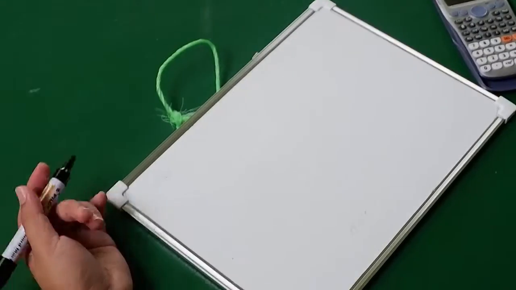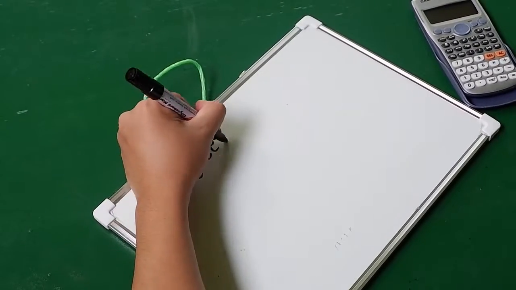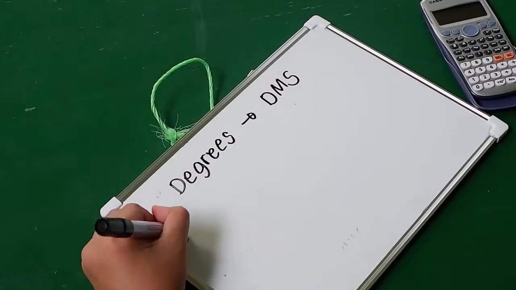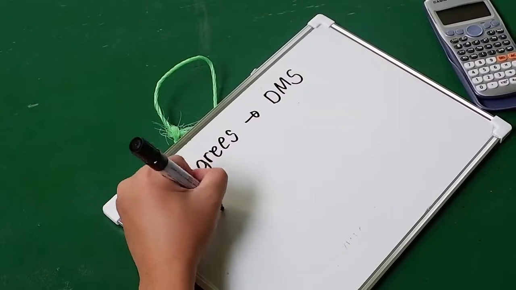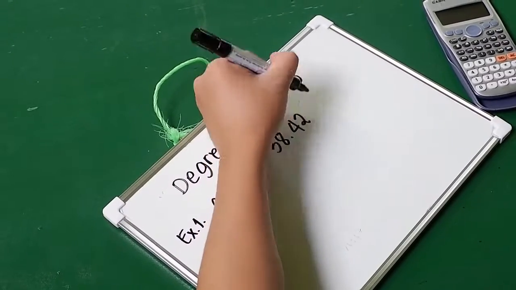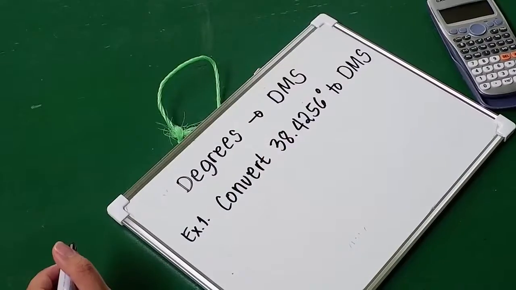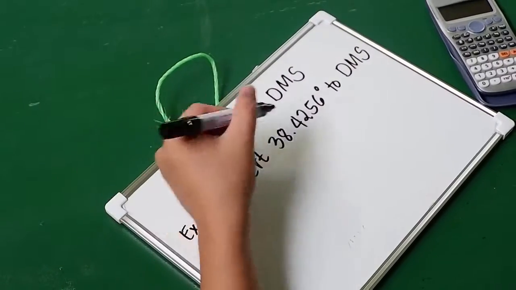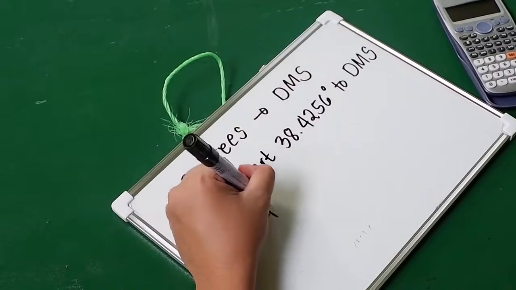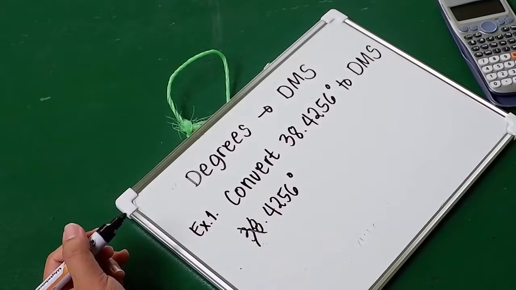So let's do the reverse of it, which is from degrees to DMS. So let's try example number 1. Convert 38.4256 degrees to DMS. So step number 1, we're going to get the whole number, which is 38. So for 38.4256, we're going to take this out. So what's left is 0.4256.